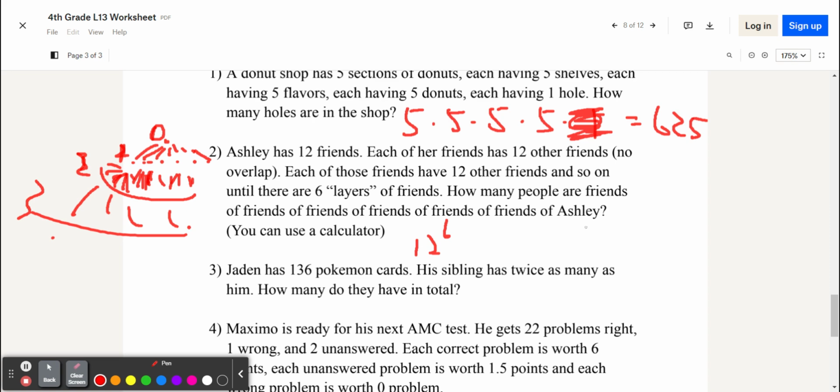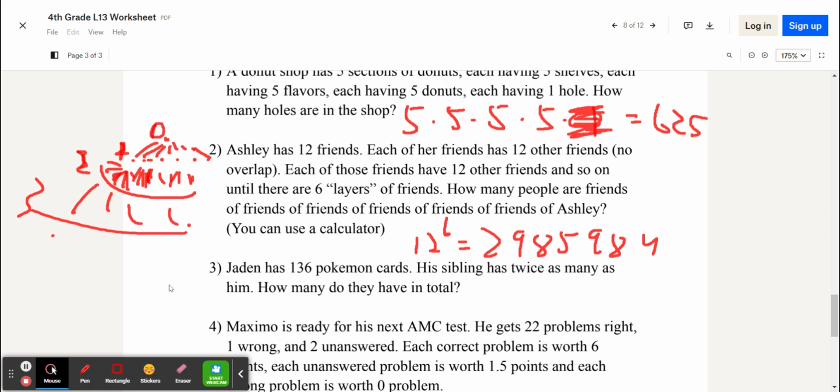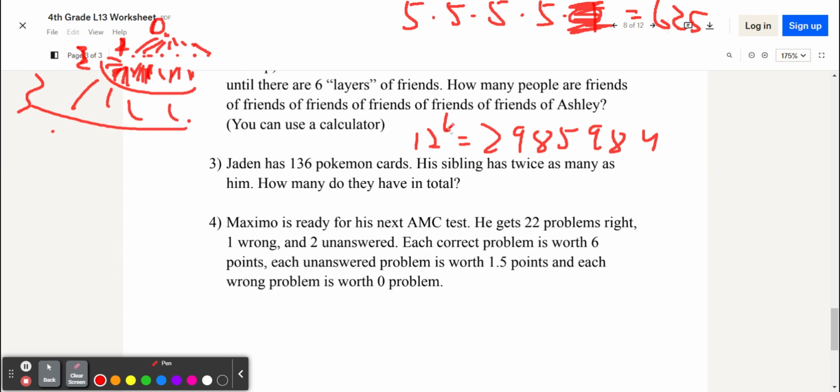It's 2,985,984. So 2,985,984 friends of friends of friends of friends of friends of friends of Ashley. And you can see that exponents can get really big really fast. So yeah, just 6 layers of friends and she already has millions of friends.